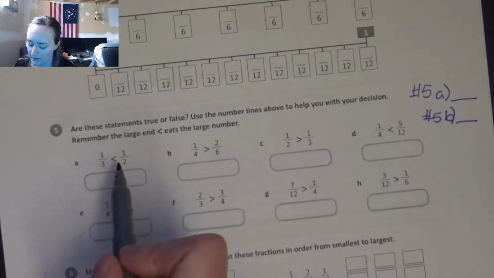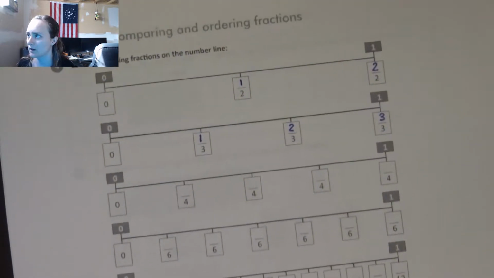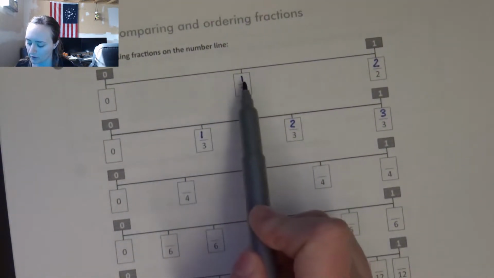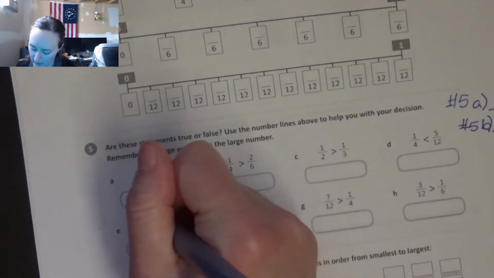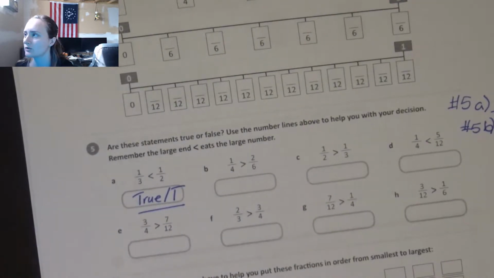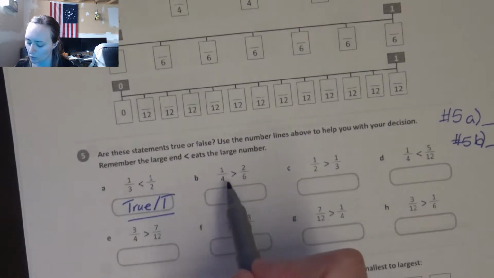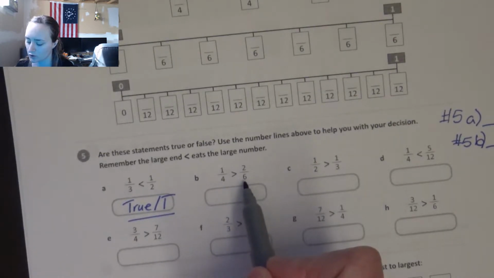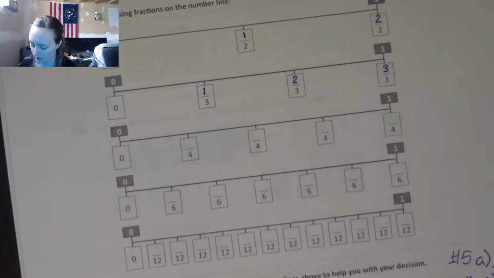So for number A, 1/3 is smaller than 1/2. I'm going to go back up here, and 1/3 is less than 1/2. That is true. I'll come back down here and write true or just a T, whichever you would like to do, that's fine by me. Then I'll go to letter B. 1/4 is greater than 2/6. You're going to need to fill in the quarters and the sixths in order to answer that question.